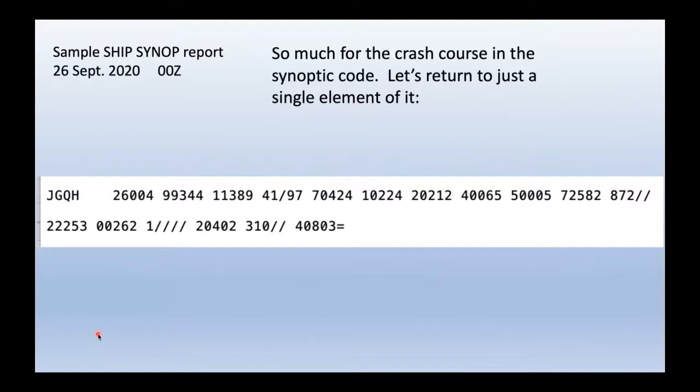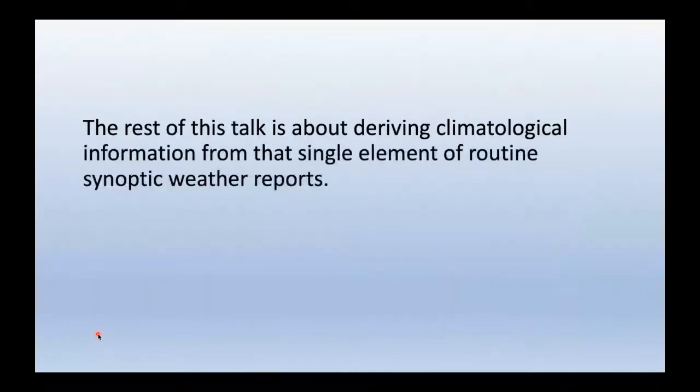So that's the crash course in the Synoptic code. What I want to do now is focus on just one element of it, and that's this present weather code, this WW code, which is the way it's described in the syntactical description. In this case, as I said, that's a 25, which means shower rain during the preceding hour. The rest of this talk is about deriving climatological information from that single element of routine synoptic weather reports.